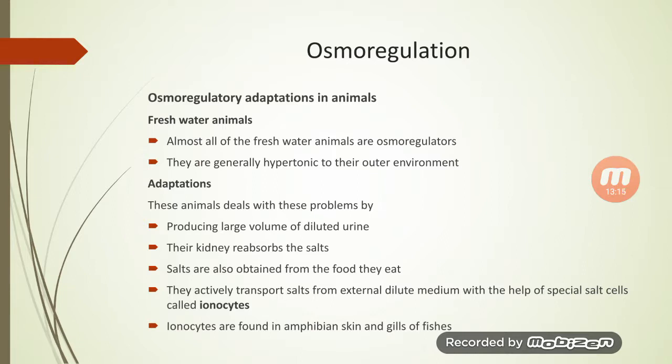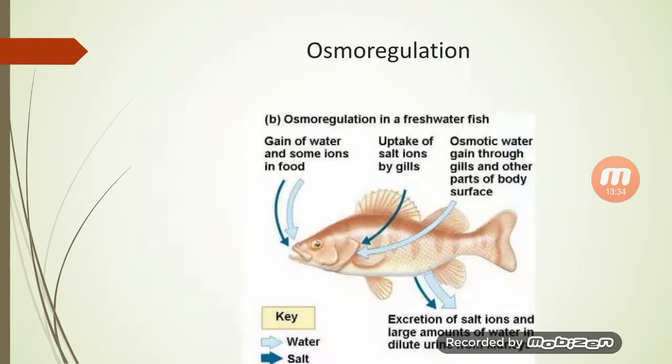They have these cells in their bodies to capture the maximum amount of salts from their water environment. These ionocytes are found in amphibian skin and the gills of the fishes. You can see osmoregulation in freshwater fish.